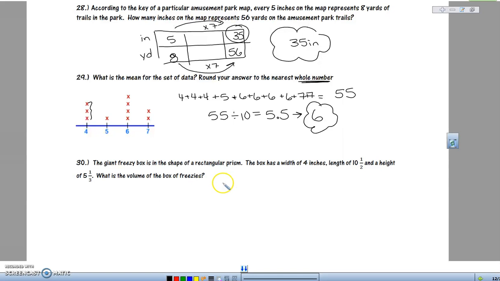All right, 30. The giant Freezy Pop is in the shape of a rectangular prism. The box has a width of 4, a length of 10.5, and a height of 5 1/3. What is the volume of the box of Freezies?